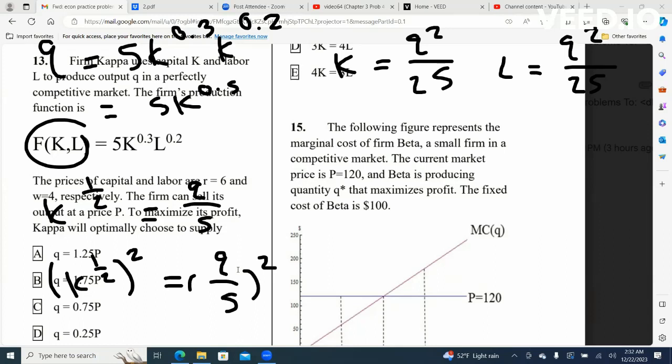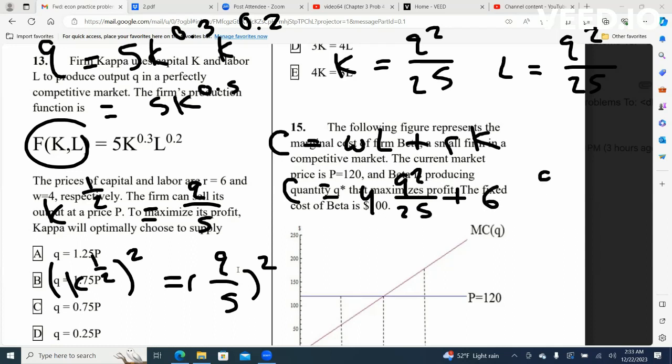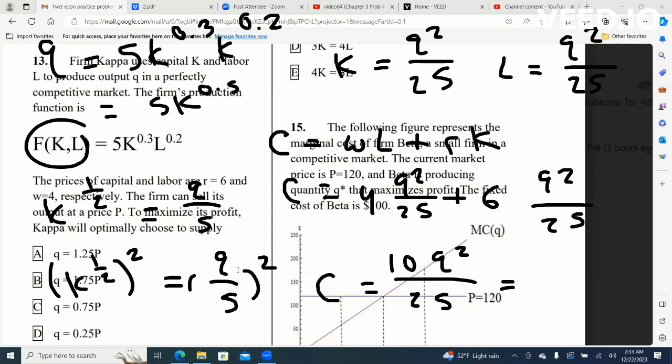What do we have now? We now have the cost function. Cost function, wage times labor plus R times capital. Cost function equals 4 Q squared over 25 plus 6 Q squared over 25. The cost equals, I see 4Q squared plus 6Q squared, I see 10 Q squared over 25, take out a 5. I see 2 over 5 Q squared.